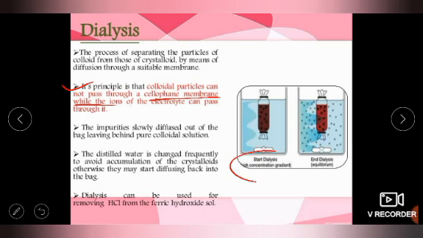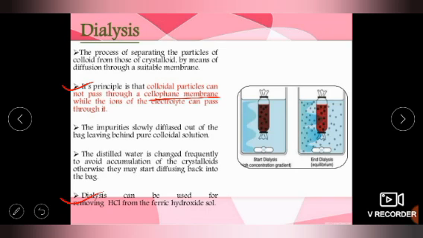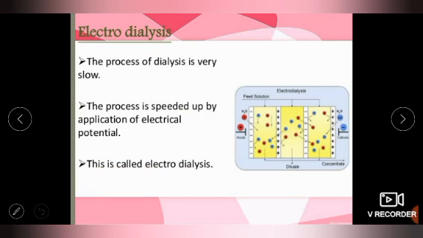So you can see here, start dialysis. When we pass these particles, they are not going to cross the cellophane membrane. The impurities slowly diffuse out of the bag, leaving behind a pure colloidal solution, which happens in the kidney also. The distilled water is changed frequently to avoid accumulation of the crystalloid, otherwise it may start diffusing back into the bag. Dialysis can be used for removing HCl from the ferric hydroxide solution. This is very important.